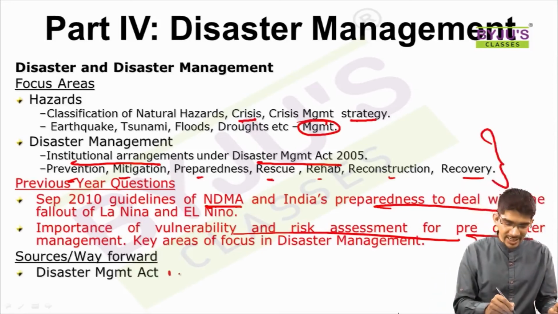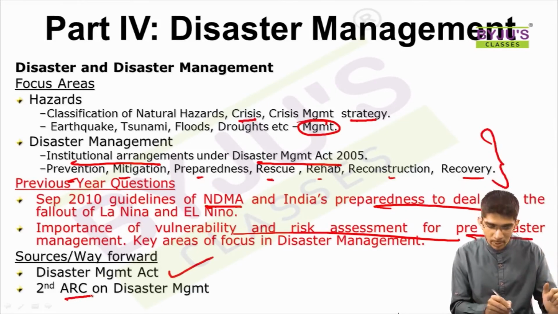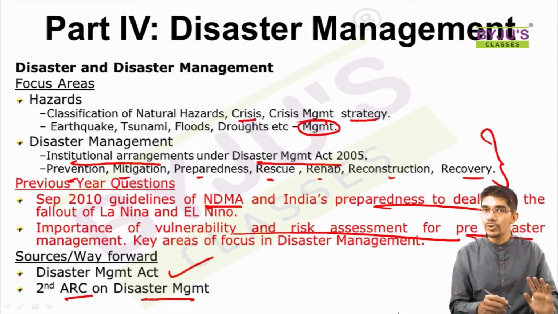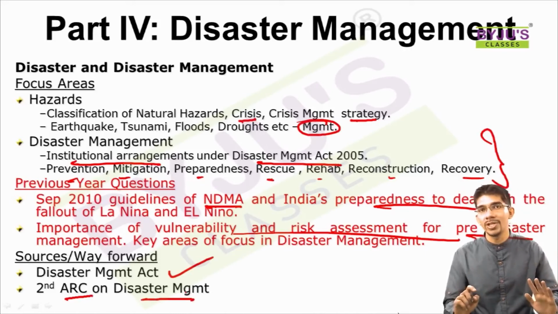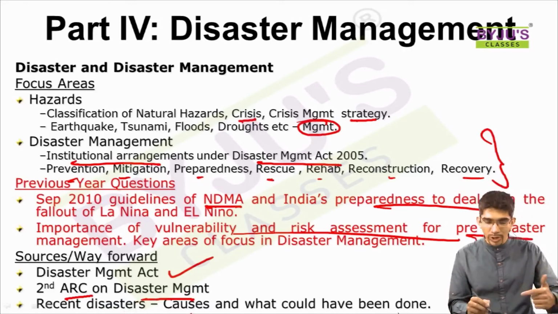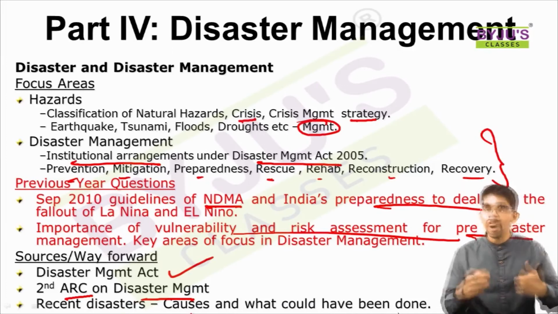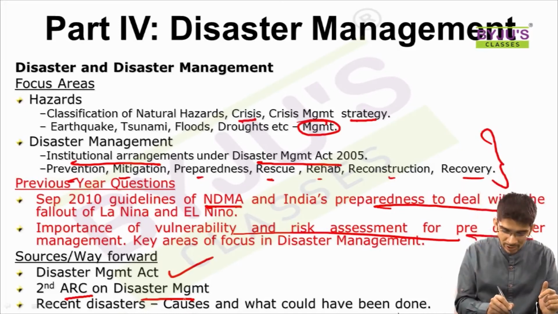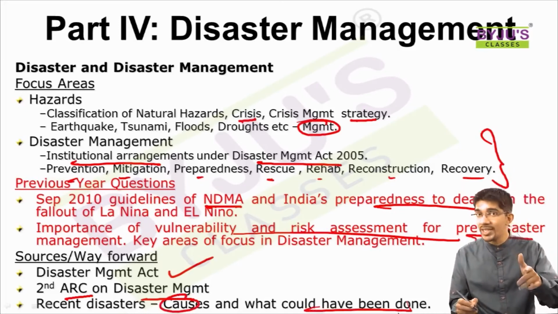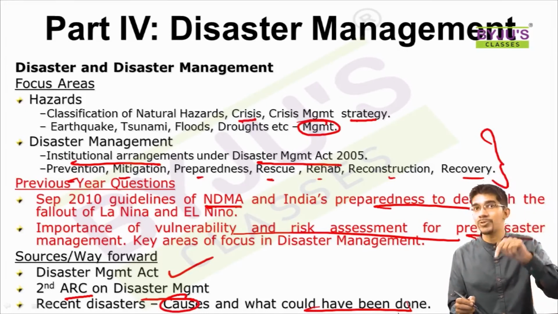So what are the sources? Disaster Management Act. The Second ARC, Administrative Reforms Commission, has put out a report on disaster management. Wonderful source. You can use that, and you can also use the BYJU'S videos for it. You can also have a look at recent disasters. What are the causes? Nepal earthquake, we have done a video. Please have a look at that. So these kind of things you have to keep updated on, but make sure you're looking at what are the causes and what could have been done and what should we do next time it happens. That should be the focus. That should be the way in which you think.